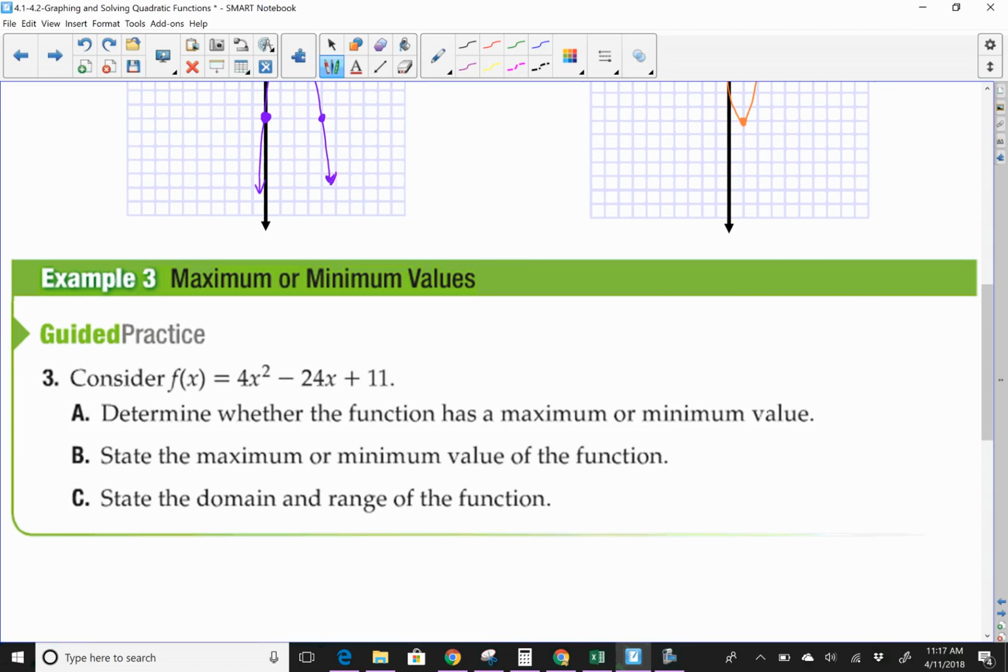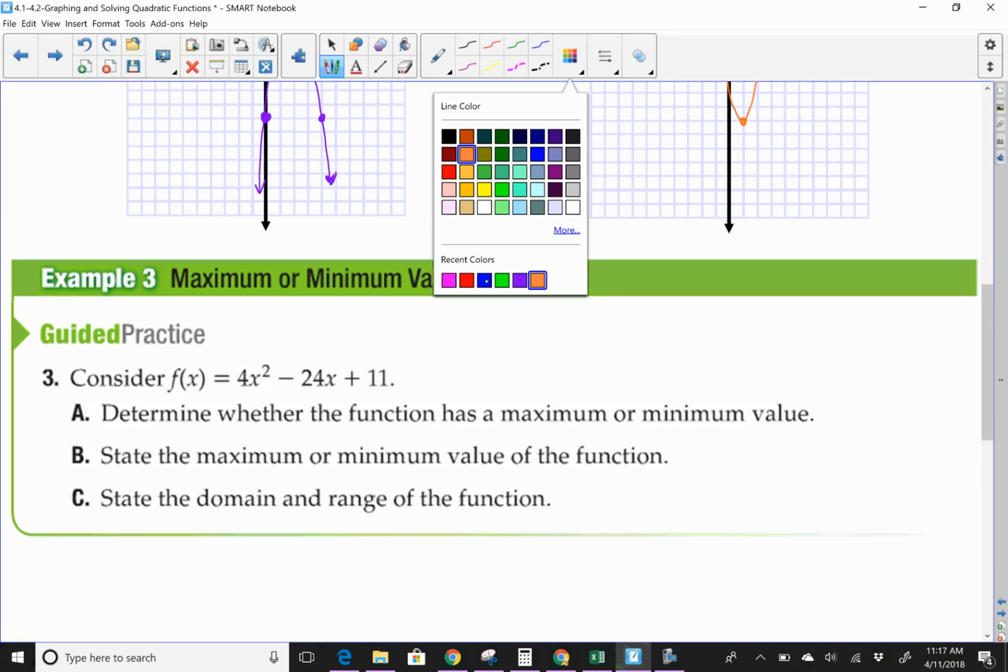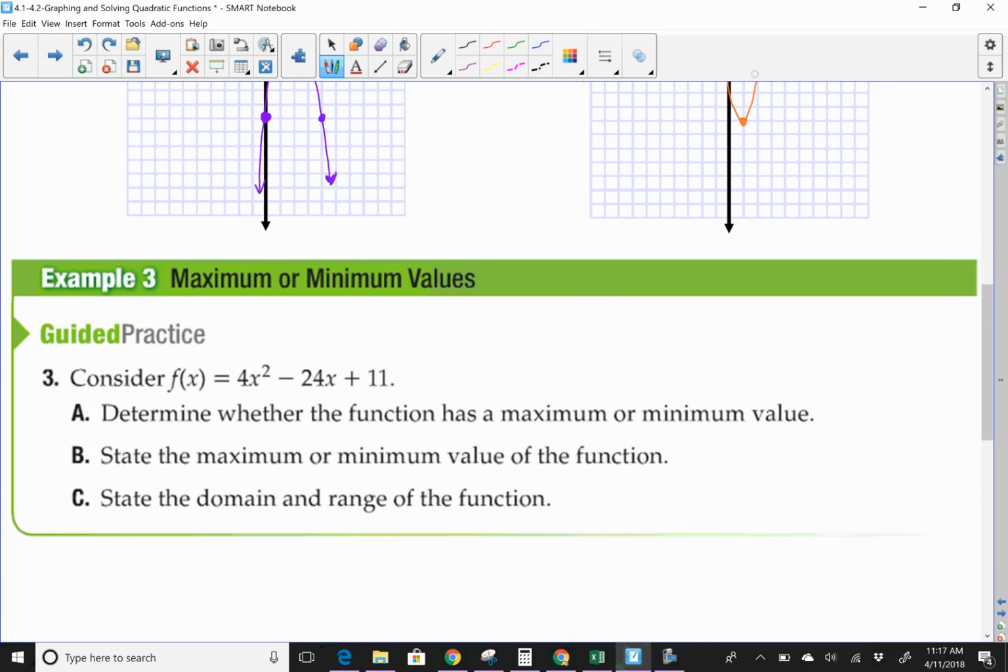Maximum or minimum values. Consider the function that we have, 4x squared minus 24x plus 11. Determine whether the function has a maximum or minimum value. Okay, I hope y'all have already decided it's a minimum value. Why is it minimum? Because a is greater than 0. A, of course, is 4 in this problem.